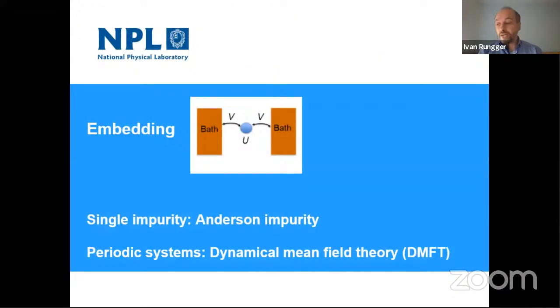In general, all the systems on the previous slide are part of what we call embedding theories, where we have a single impurity, where we consider the on-site electron-electron interactions with some parameter U, but it's coupled with some hopping element V to a bath, so the electrons can move in and out. In terms of names, if you have a single one, it's an Anderson impurity. If you make it periodic, like a Hubbard model, then dynamical mean field theory is the appropriate theory for periodic systems.